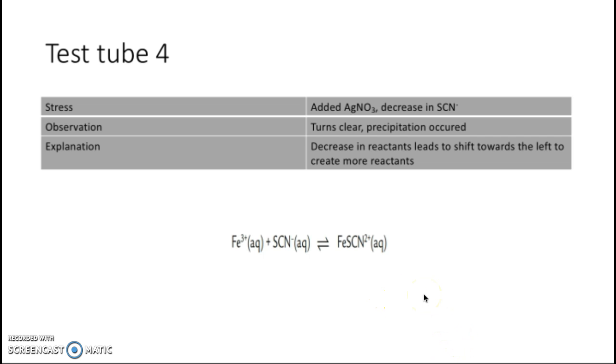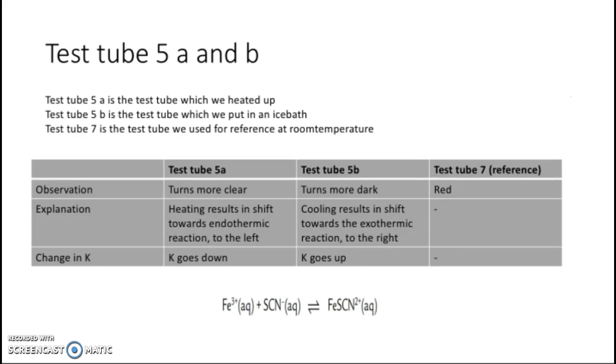to create more reactants. For test tubes 5A and B, we are going to make a change in the K, which is a change in the temperature. Test tube 5A is the test tube where we'll heat it up, and test tube 5B is the test tube where we'll put it in an ice bath. And test tube 7 is just a reference tube at room temperature.